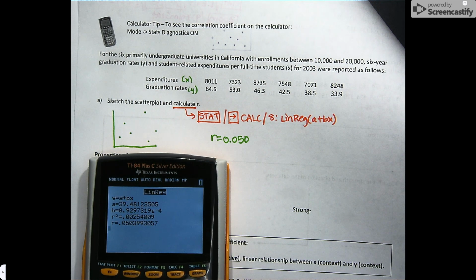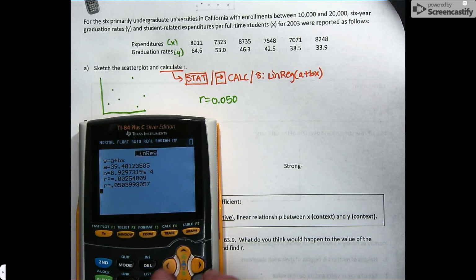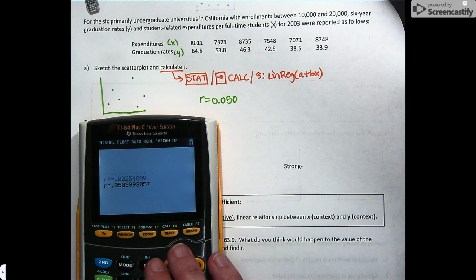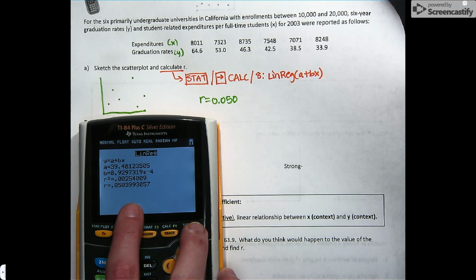But just in case you don't see the word calculate when you went to stat calc number 8, you may not see this menu. So if you don't see that menu, you may see something like this. Let me arrow up and go grab it. You just may see LinReg a plus bx. Just hit enter, and you're going to get the same thing, right? 0.050.